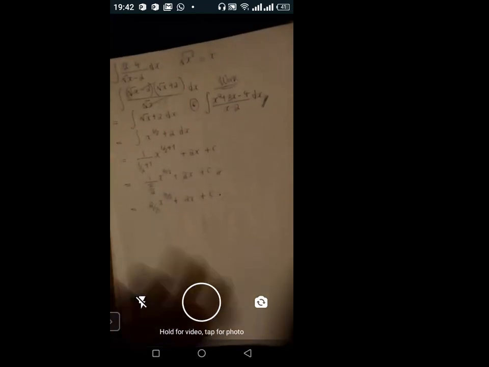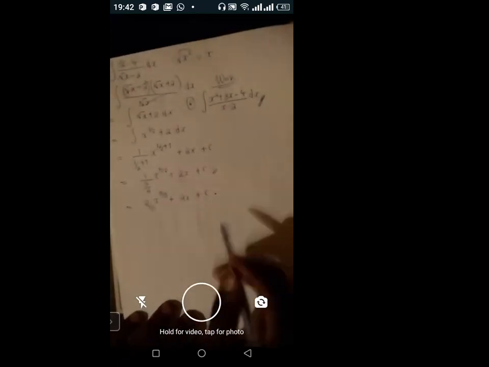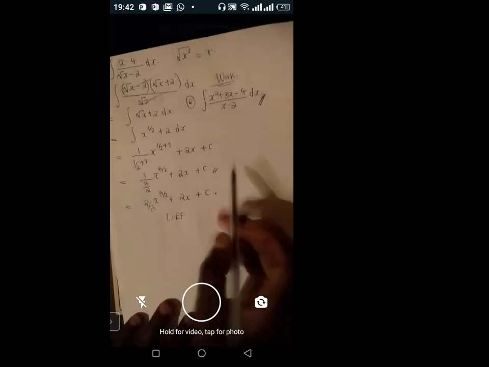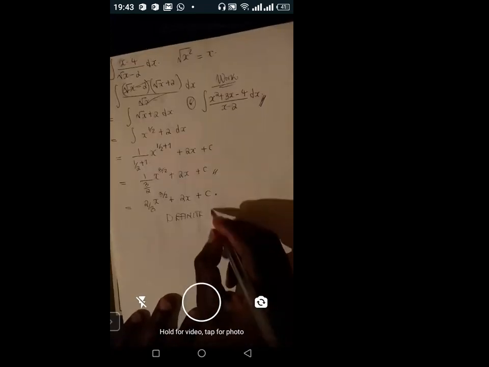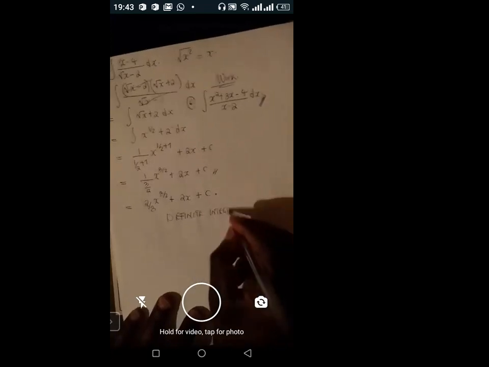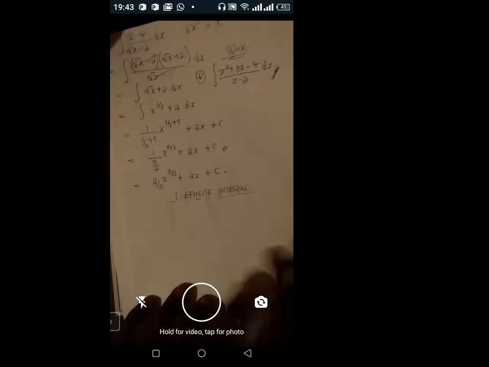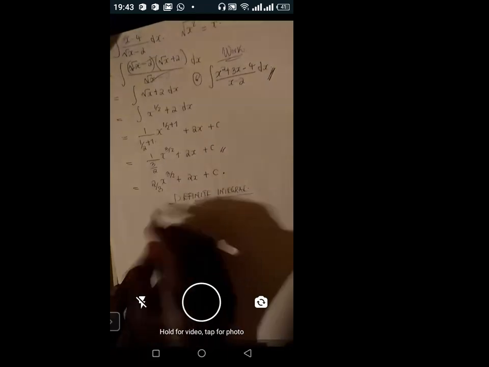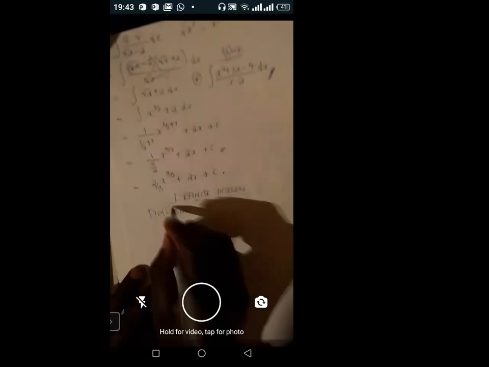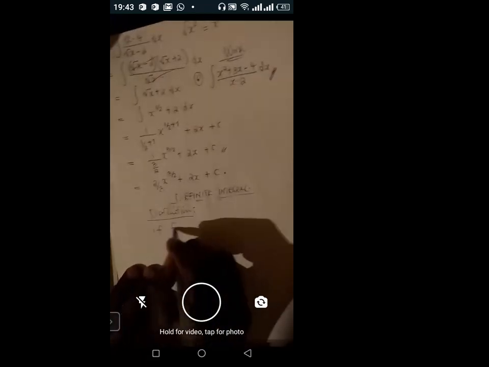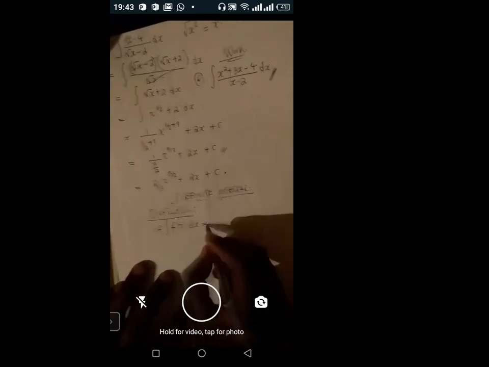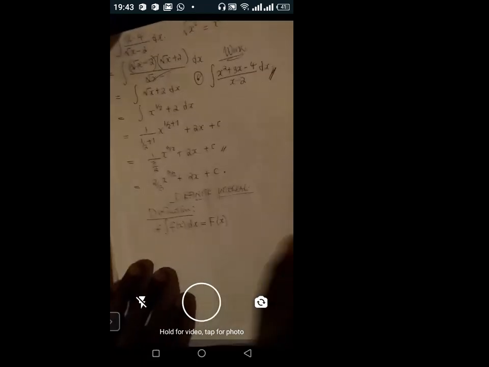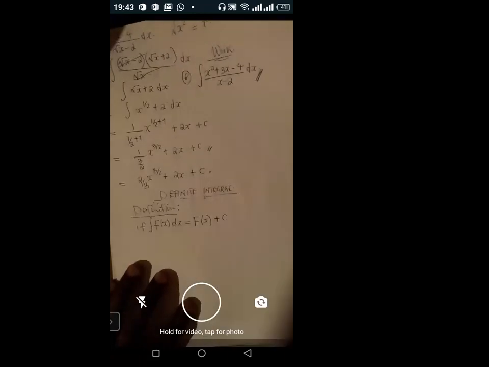So today I want us to look at another principle, the definite integral. What we've been doing are indefinite integrals, but we're going to look at the definite integral now. So you can have a definition: if the integral of f of x dx is equal to capital F, the integrated function, plus some constant c.